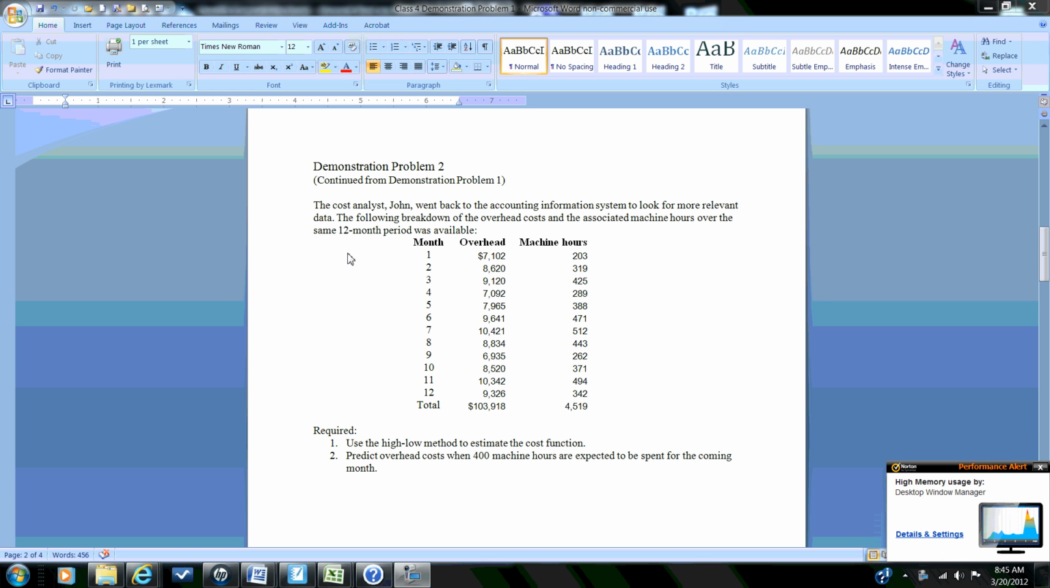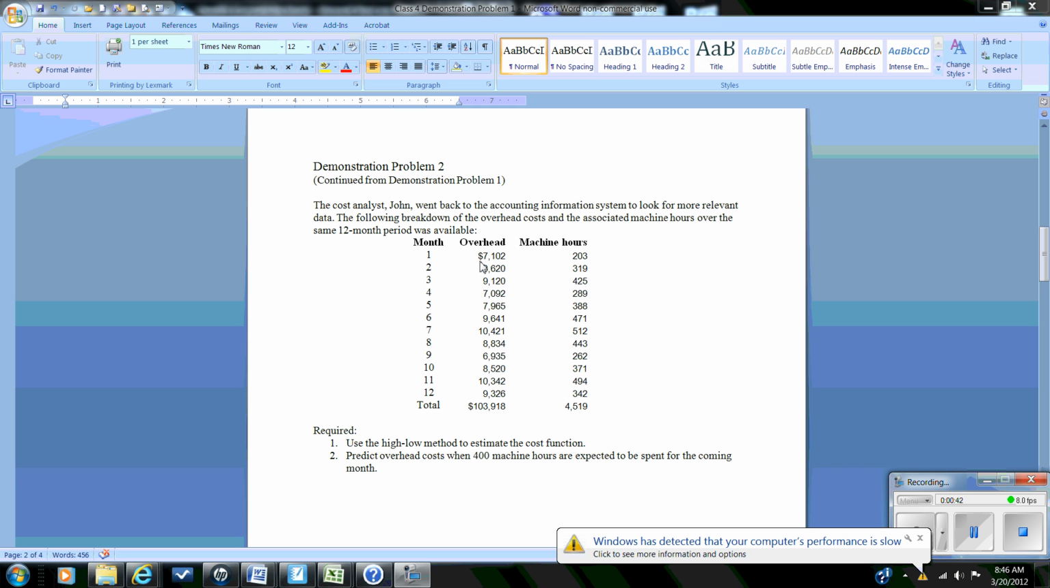We have our cost analyst. He has gone back and he has secured data over the past 12 months, which shows the amount of manufacturing overhead that was accumulated and the number of machine hours that are associated with that month's manufacturing. And we're going to use this data in our high-low methodology.